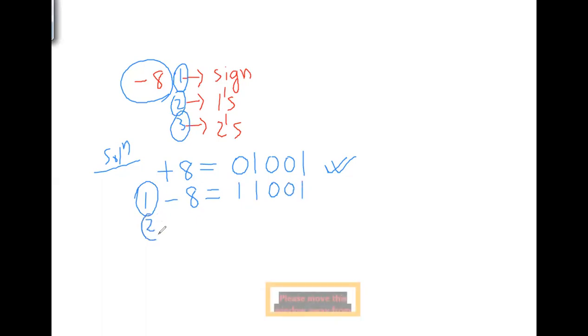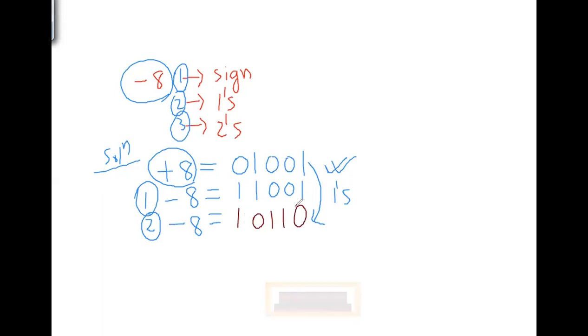In the second case, the one's complement case, you need to take only the one's complement of +8. What is +8? You just need to take the one's complement of +8. So it is the one's complement, and it will be the answer. Just change 1 to 0, 0 to 1. So it will be 1 0 1 1 0. Understood?